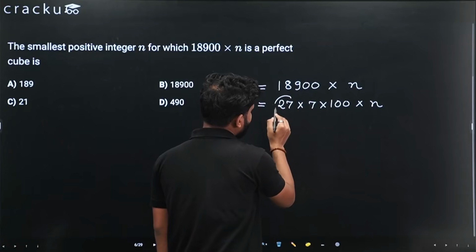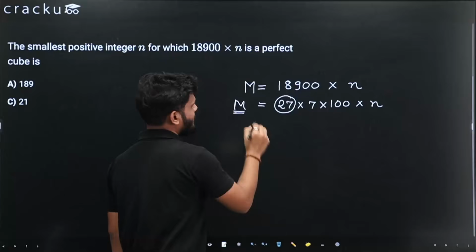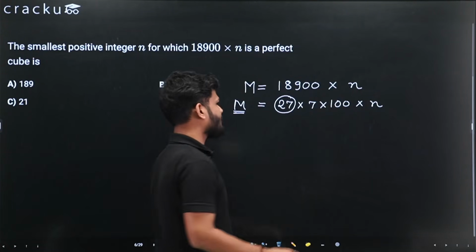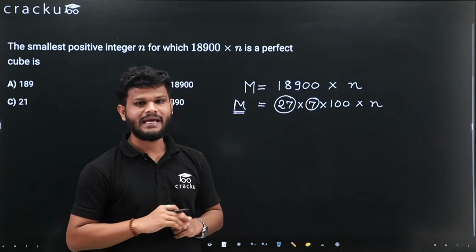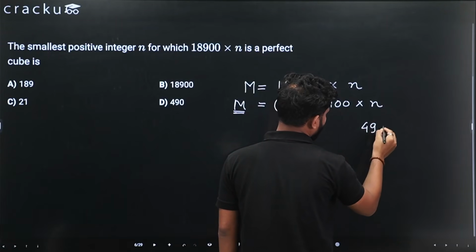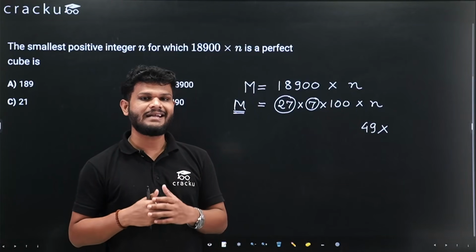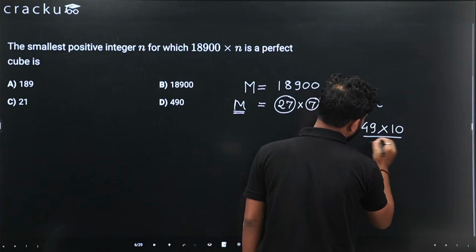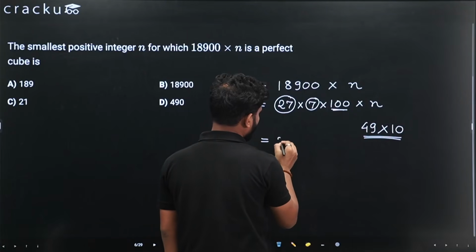Now 27 is a perfect cube. We want M to be a perfect cube, so all the terms should be a perfect cube here. To make this 7 a perfect cube, the minimum number I should multiply by is 7 square, which is 49. To make this 100 a perfect cube, what is the perfect cube of 10? It is 1000. So I should multiply 100 by 10. So the minimum numbers are 49 and 10.